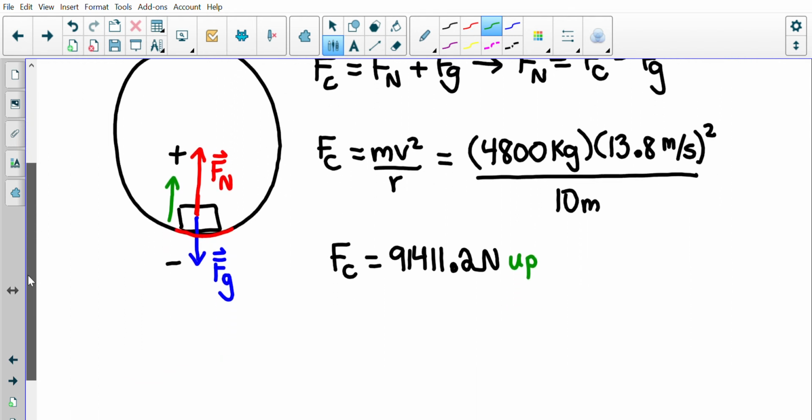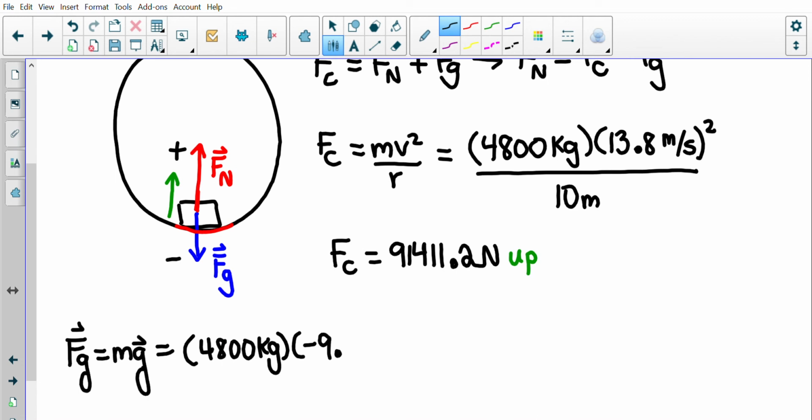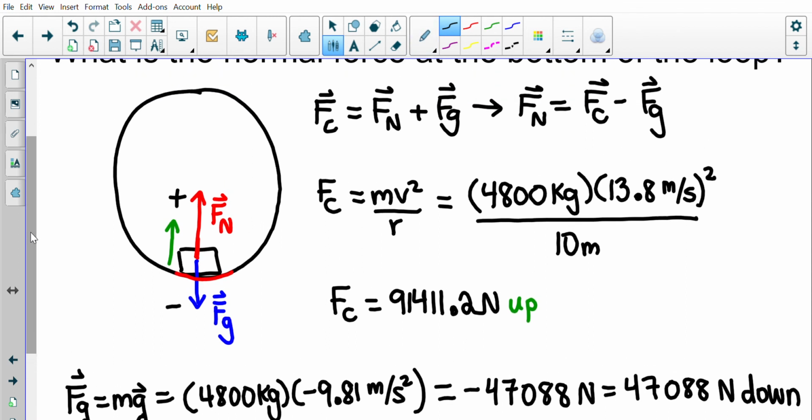Okay. Now I'm going to calculate Fg. So Fg is mg, so 4,800 kilograms. And because it's down, I'll make 9.81 negative. So 4,800 times negative 9.81, that's negative 47,088 newtons, which remember this is the same thing as 47,088 newtons. Down.